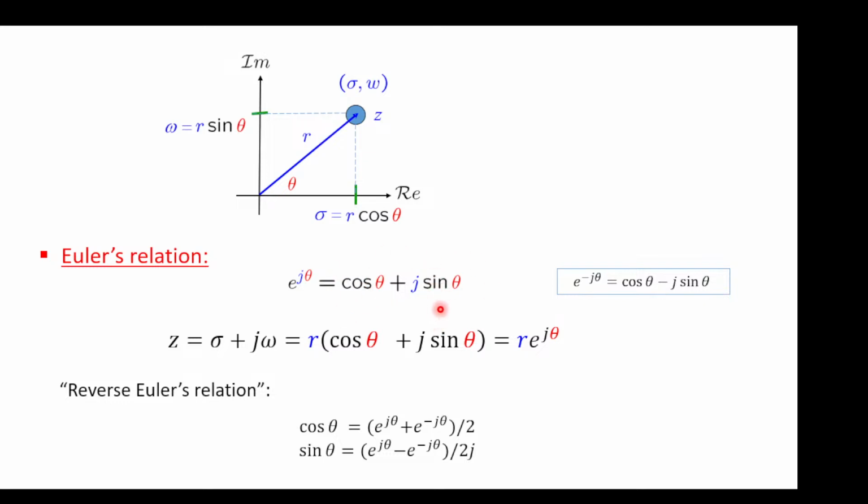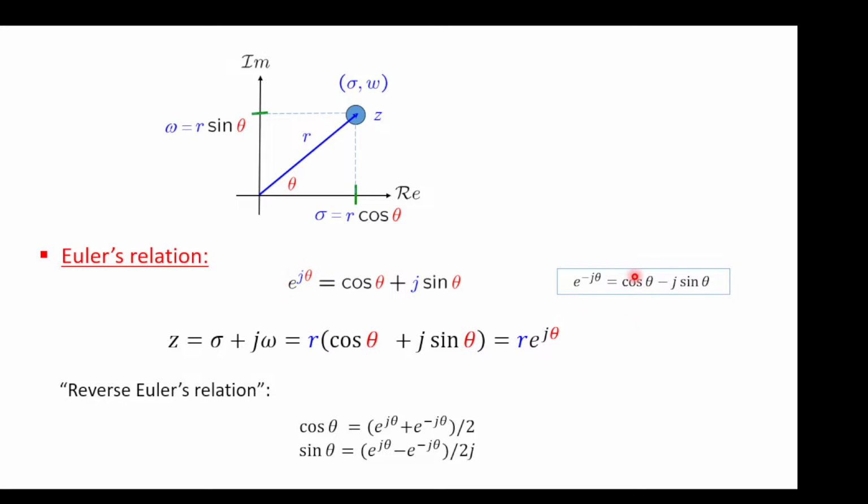And one thing we'll do sometimes in this course is what I call reverse Euler's relationship. That is, you want to express cosine theta or sine theta in terms of complex exponentials. So this is e to the j theta, and you also know that e to the minus j theta equals cosine theta minus j sine theta.